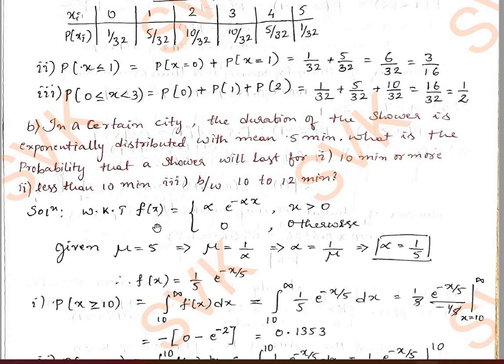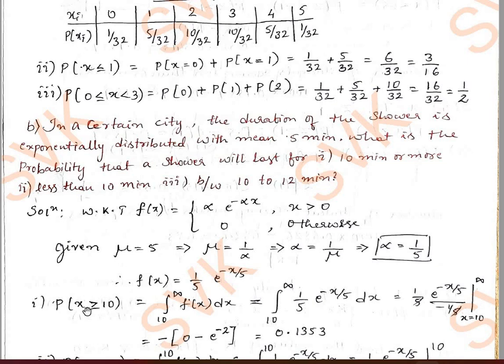As we know, by the definition of exponential distribution, we can write f of x as alpha e power minus alpha x for x positive and 0 otherwise. Given the mean is 5, mu is equal to 1 over alpha, therefore alpha is equal to 1 over mu, which is equal to 1 by 5. Therefore f of x is defined as 1 over 5 e power minus x by 5. This is the same as the previous model question paper, just the problem is different.